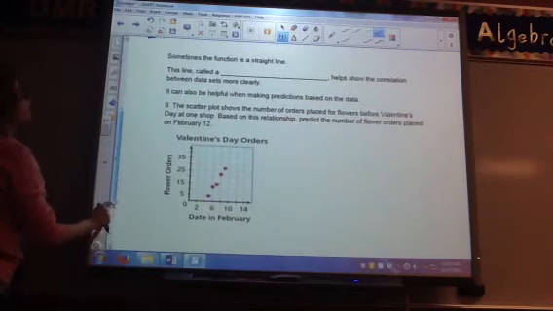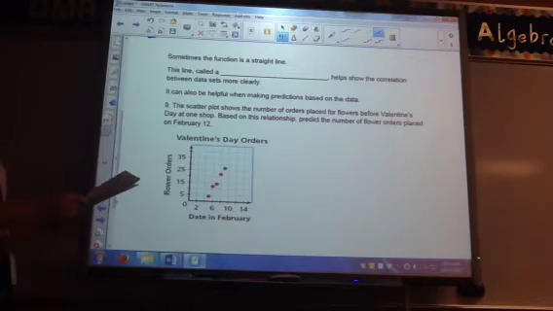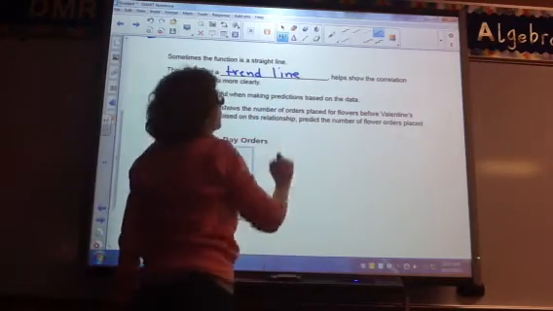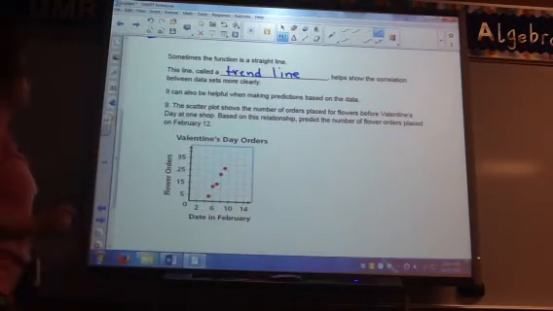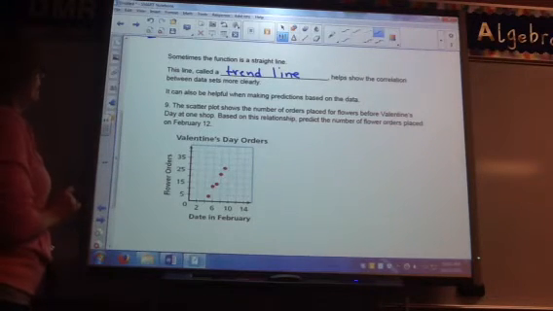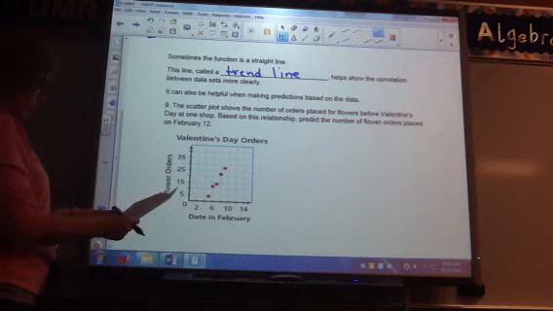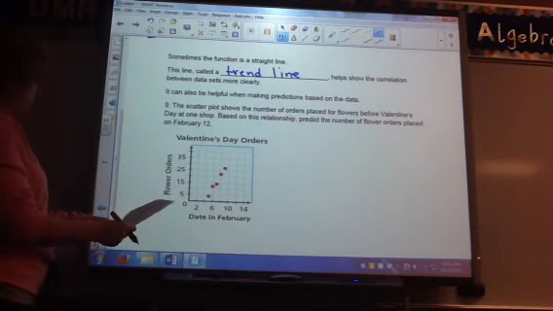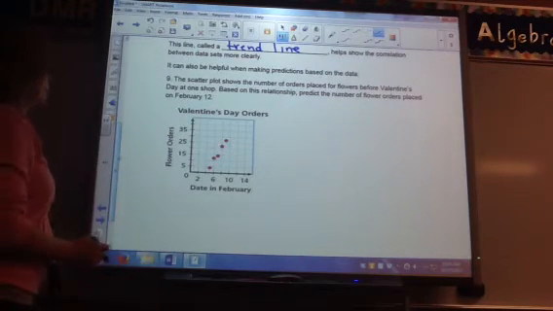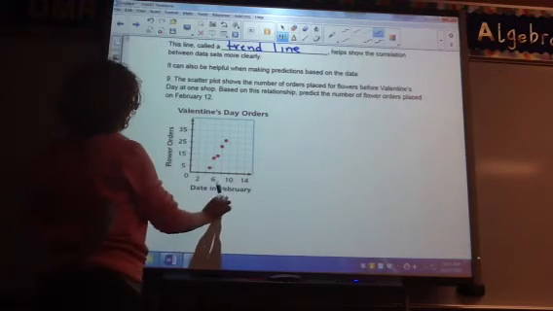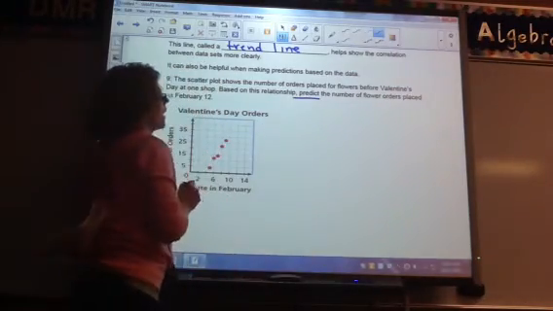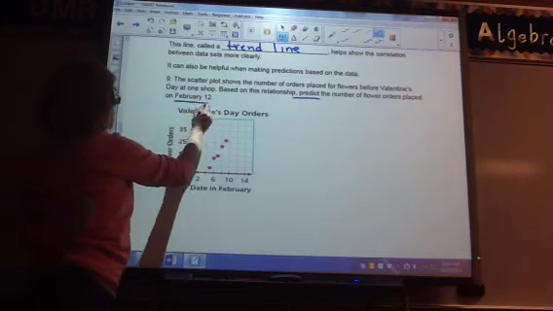Okay, sometimes the function is a straight line. This line is called a trend line. And a trend line helps show the correlation between data sets more clearly. And I've kind of been showing you a trend line where we've been going positive or negative on your scatter plots, okay? So what we're going to do now is we're going to predict some data here. All right, the scatter plot shows the number of orders placed for flowers before Valentine's Day at one shop. Okay, here's the date in February, and here's the orders. Based on this relationship, predict the number of flower orders placed on February 12th.